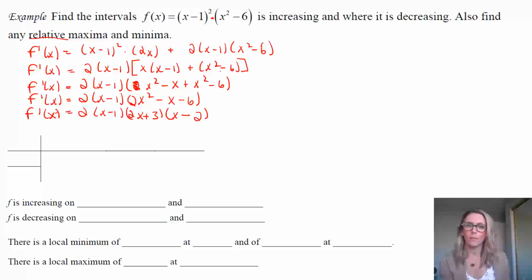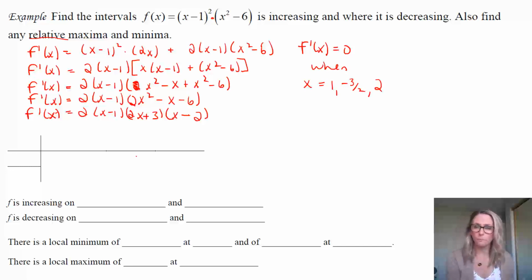Okay. So then the key thing to see here is this derivative is going to be equal to 0 when x is, and then we're looking at all these factors and what makes them 0. So when x is 1, negative 3/2, and 2. So all of those things are going to give us a 0 in the derivative. So they're all places where we could change from increasing to decreasing.